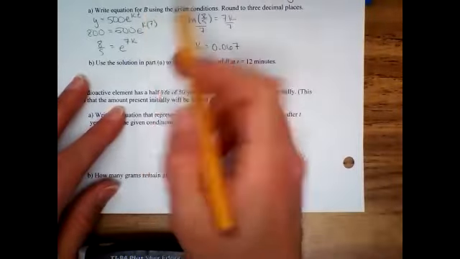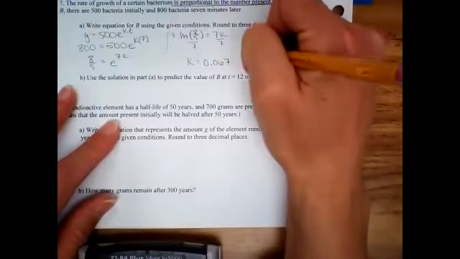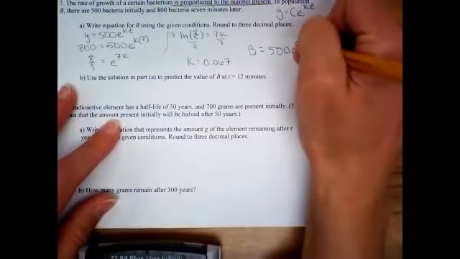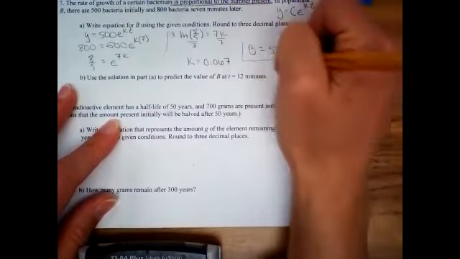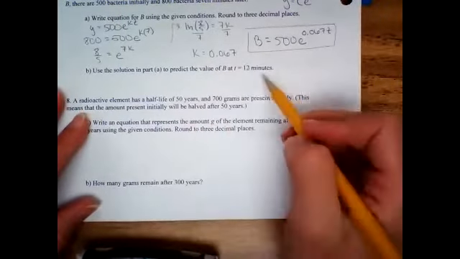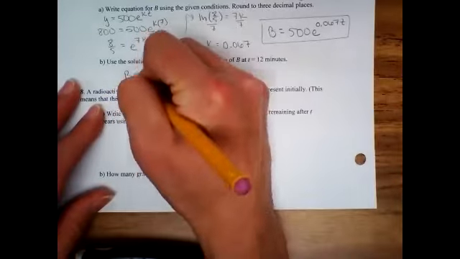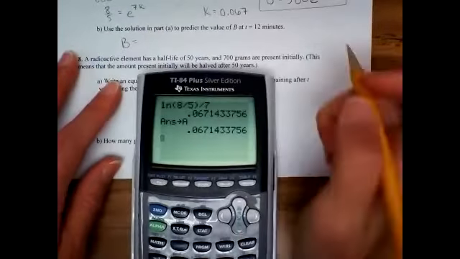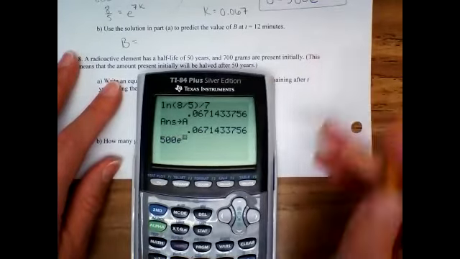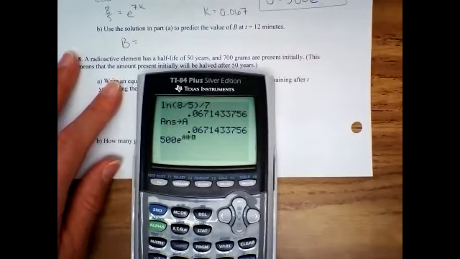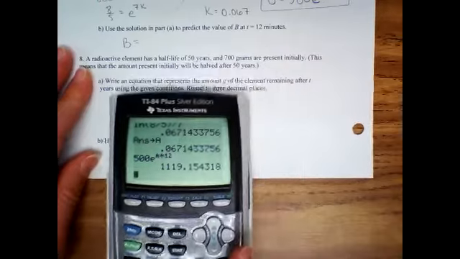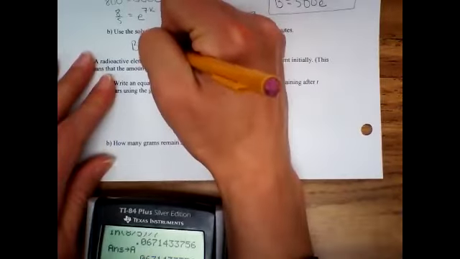Now it says write an equation for B. Again, you can write B. I used Y here. It doesn't really make a difference. All right, B equals 500 e to the power 0.067 t. So that is our equation. And this says use that to predict the amount of bacteria at 12 minutes. So we're going to take 12 and plug it in for time. So it's going to be 500 e to the power. Now it says 0.067, but I'm going to do alpha A times 12 is what we're plugging in. So we get 1,119.154 bacteria.